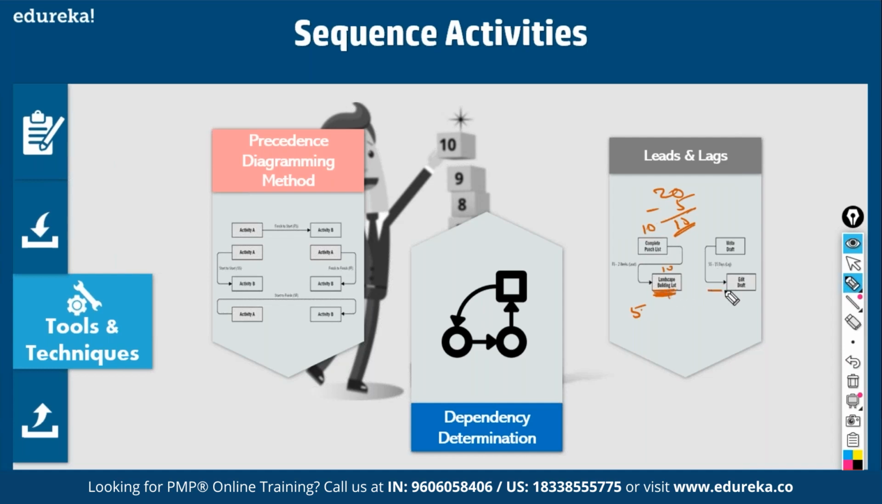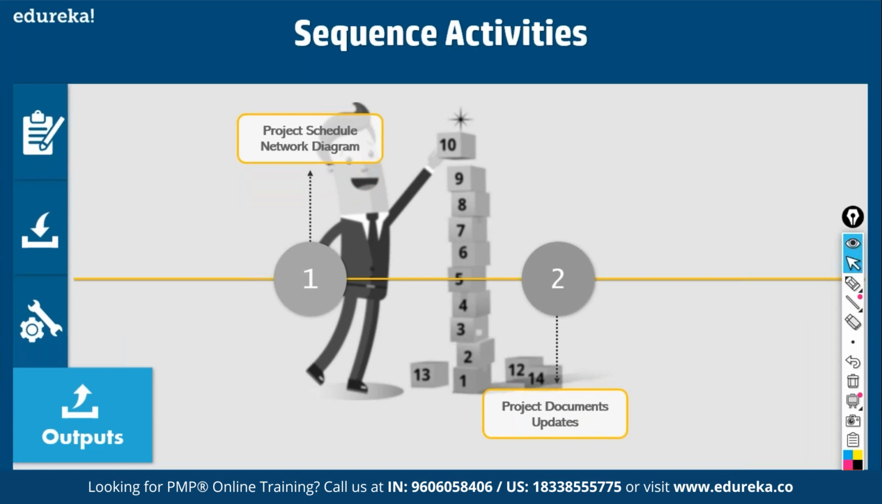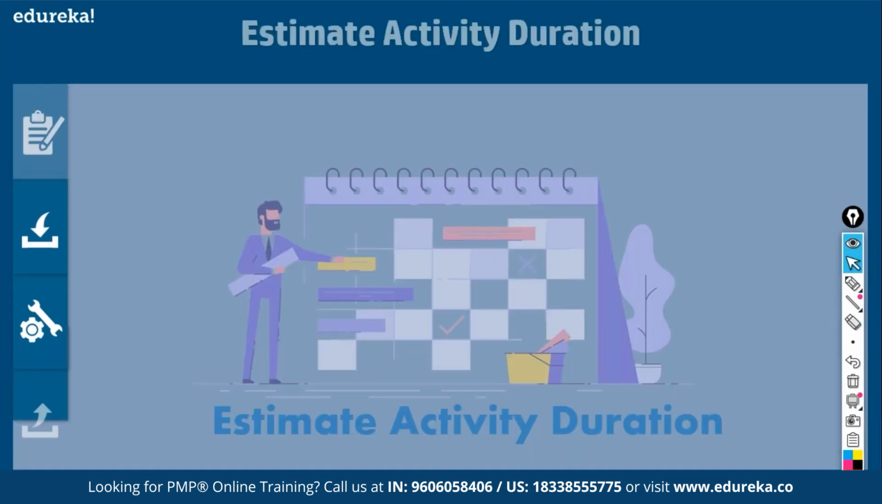Lag refers to delay. Both of these are start to start. This will take 10 days and this will take 10 days, so both should end in 10 days. But you've introduced a delay of 5 days in the next activity, so to that extent it gets extended to 15 days. That is called lag. So when you come up with network diagrams, you have to use leads and lags. Fine. Then you come up with network diagrams as an output, and you also update different project documents.